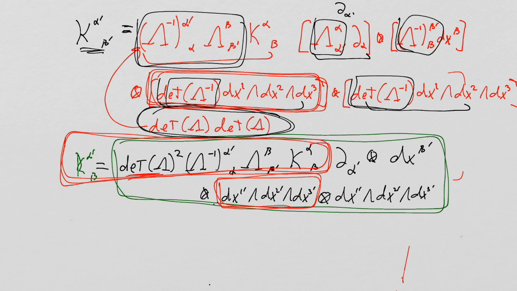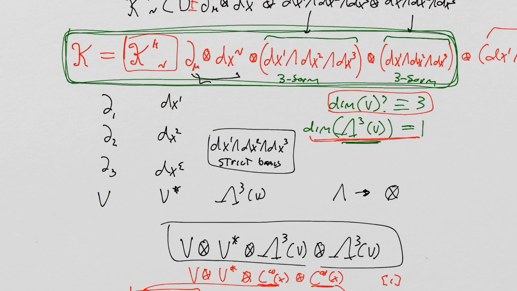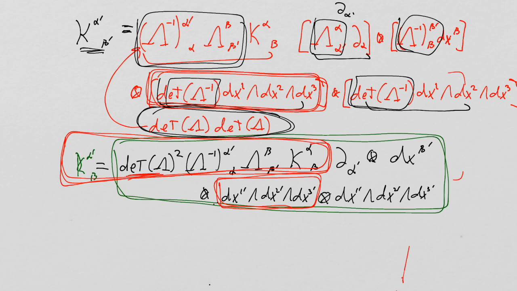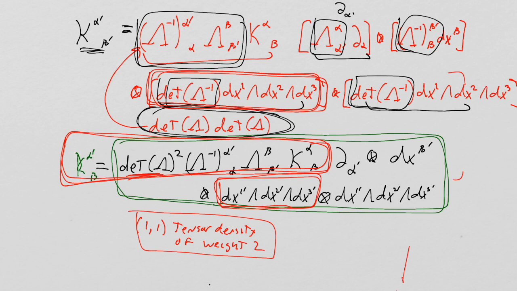So what we've basically shown is that I've created this object, but look what happened. The components of that object, that's this thing right here, transformed exactly according to the classical rules for a 1-1 tensor density of weight 2. That's what that is. It's a 1-1 tensor density of weight 2. And I showed how to build the real object.